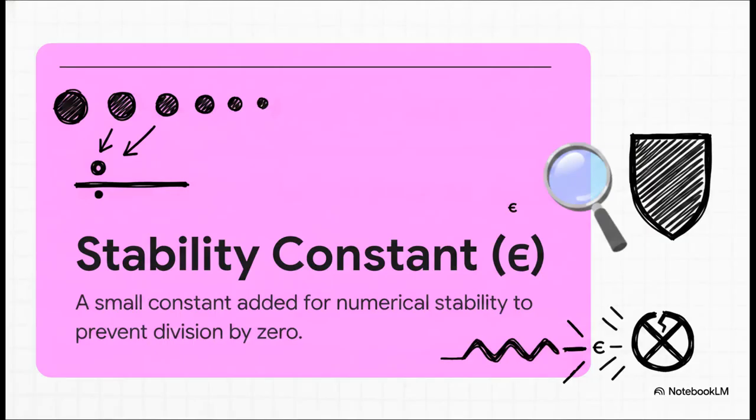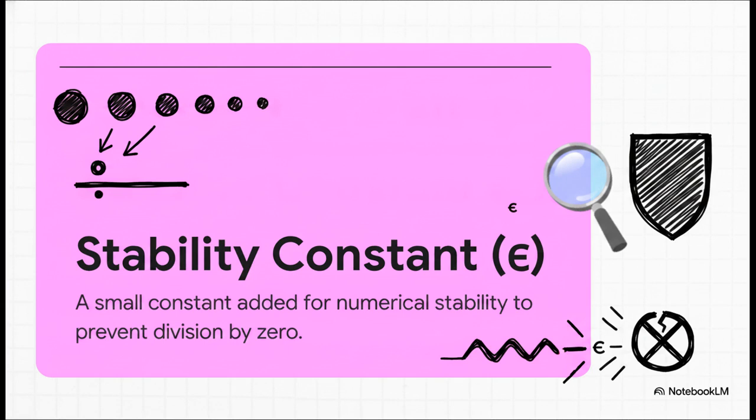Okay, our third variable is epsilon, which is the stability constant. This is an incredibly tiny number. We're talking typically around 10 to the negative 8th power. Epsilon is basically our numerical safety net. Think about a scenario where a parameter hits a completely flat gradient area, meaning its gradient literally becomes zero.